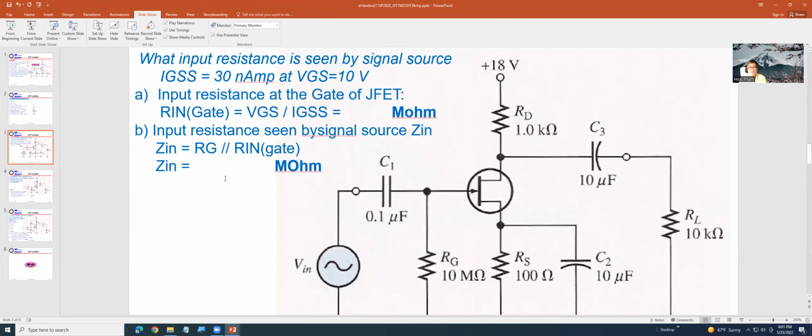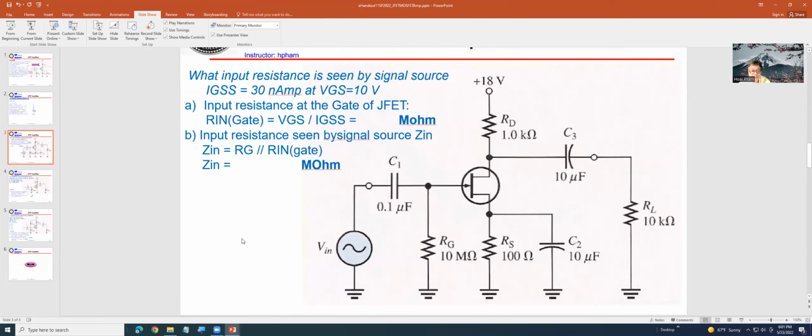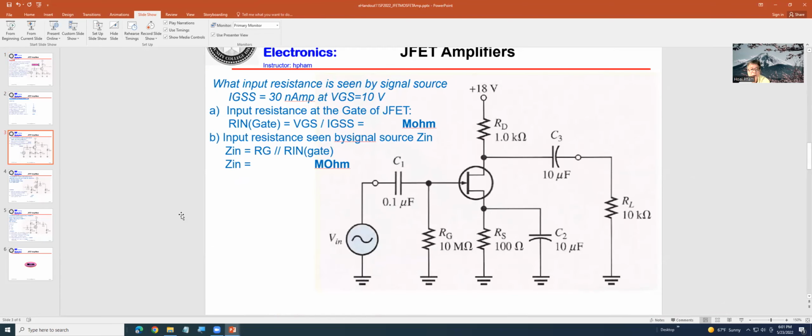Okay, now for this circuit, the question is, what input resistance is seen by the signal source? That means the signal source in here, when they're looking into the amplifier, what the input resistance is, that's what we call Rin.